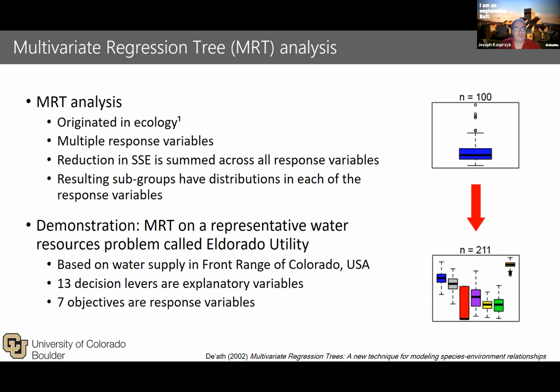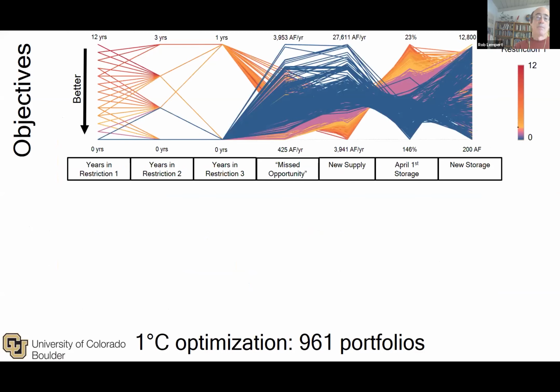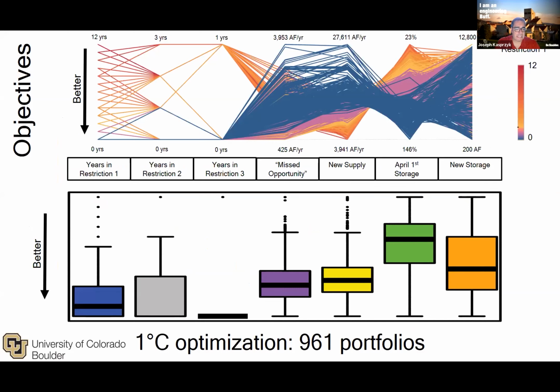And so again, we're using this on this Eldorado utility problem that we created that mimics water management in the Front Range of Colorado. You can see we had 13 decision levers and 7 different objectives that we were going off of. So when we go back to the objective space here, you can see what it looks like in parallel space. And then what we end up doing is summarizing this in statistical terms. So here are the box plots, and the box plots are colored consistently throughout the results.